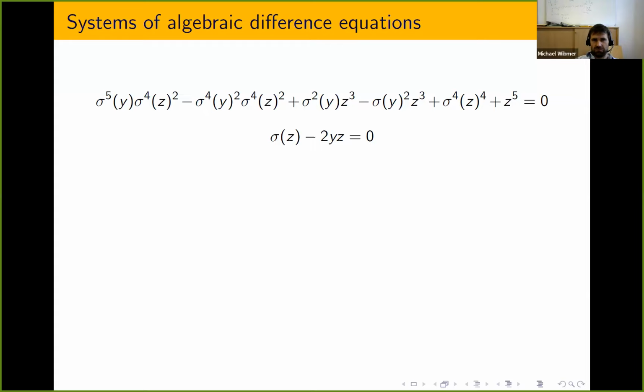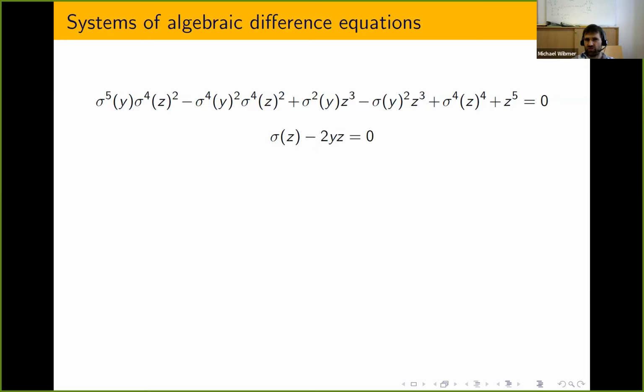So here is just an example of what we would call a system of algebraic difference equations. So you have two difference equations in two unknowns. So the unknowns are y and z. And yeah, so you also allow those formal powers of sigma in the equations. So in this sense, a system of algebraic difference equations is exactly the same as a system of algebraic differential equations.